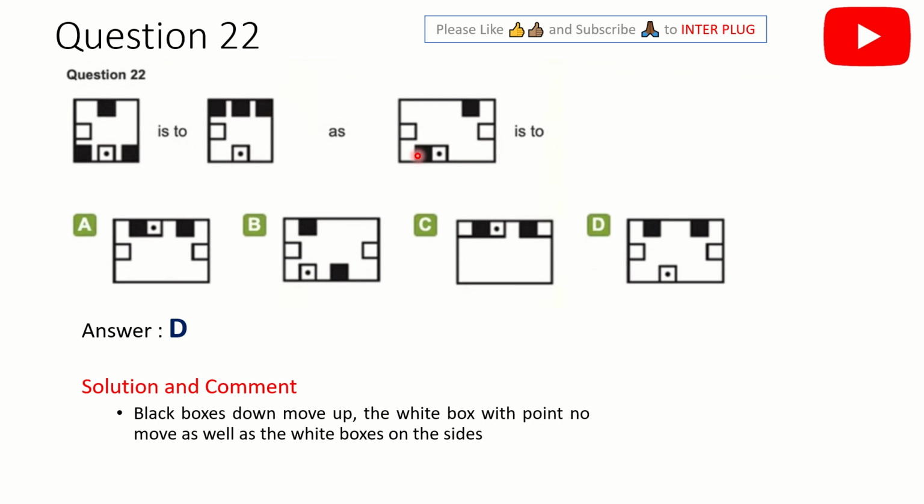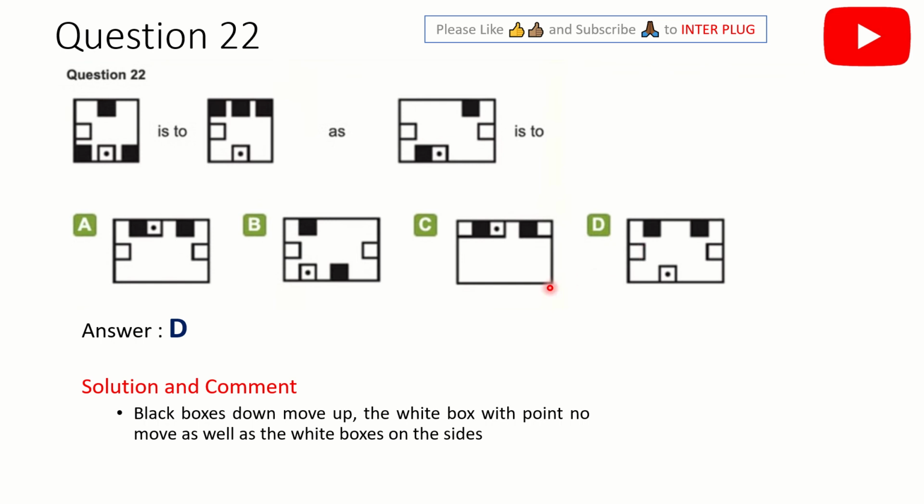If we apply the logic here, it's only this black box that's going to go up there. All the ones on the side are going to stay in position. The one with the dot is going to stay in position. The black one there is going to stay in position. So definitely the answer here is D, right? The black one here has moved up, and all the others have stayed in their positions. So my answer is D, but you can maybe get some other answers.